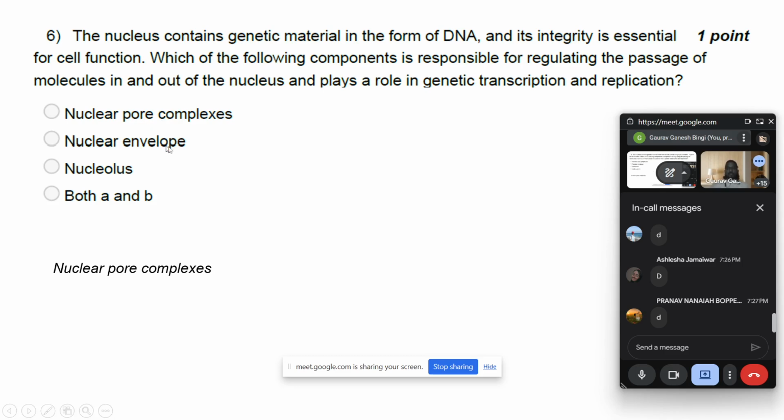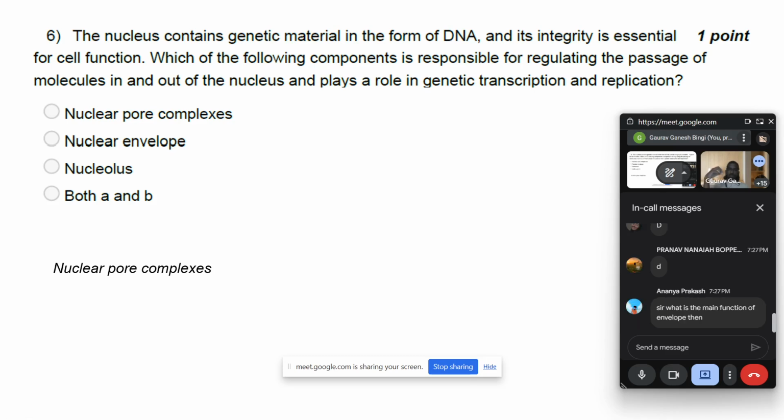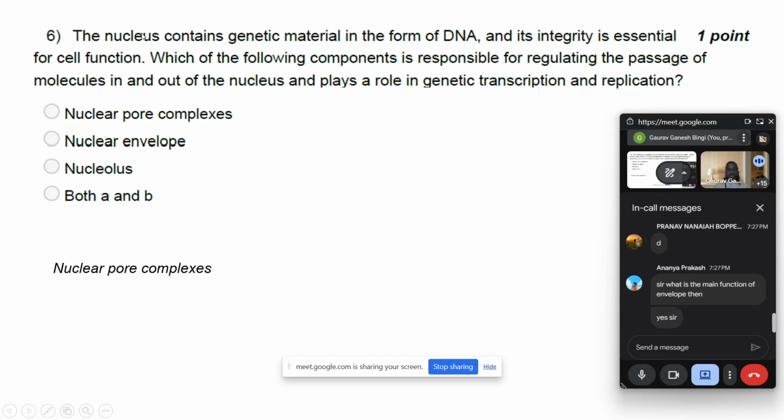That's the major one. Even the nuclear envelope might have a slight role, but the pores present in it are the ones helping molecules go in and out: the nuclear pore complexes. The envelope is the membrane of the nucleus itself, right? But in that envelope, there are pore complexes present. The question is, which is responsible for regulating molecules in and out of the nucleus? It's the pore complex, because the pores are present. So that's the answer.